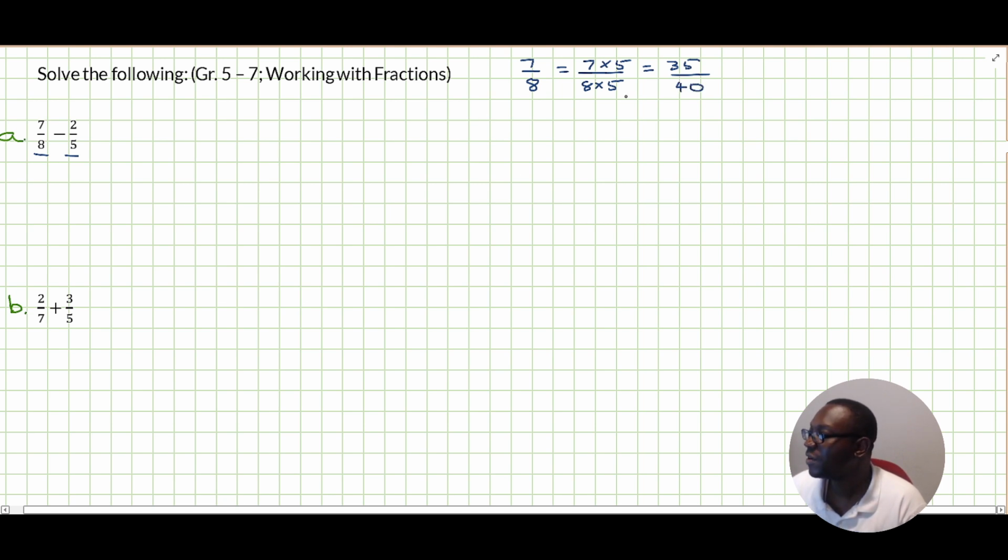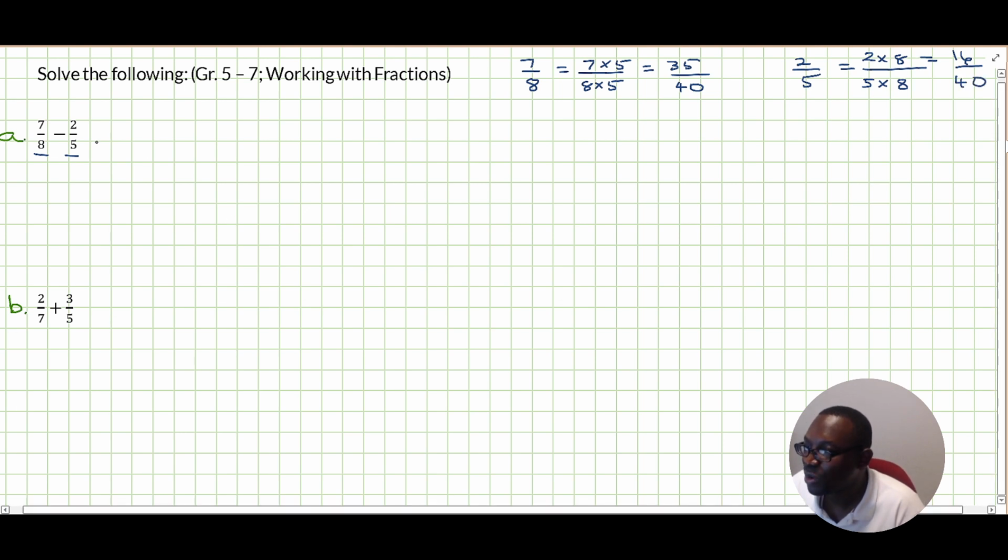What about 2/5? So let's look at 2/5. We need to also replace this fraction with a new fraction that has a denominator of 40. We call that the equivalent fraction. So we're going to multiply 5 by 8. So we also multiply 2 by 8. 2 multiplied by 8, I have 16. 5 multiplied by 8, I have 40. So now we're going to rewrite this fraction with its new fraction. We replace them. So this is going to be 35 over 40 minus 16 over 40.